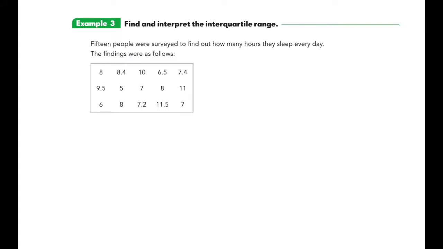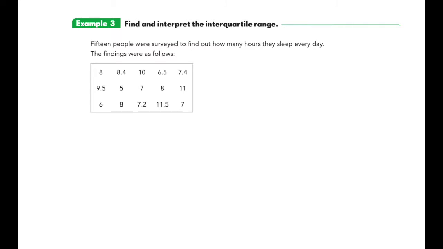In this example, we're given a set of data and we're going to find the interquartile range and then give an interpretation on what that means. In this example problem, 15 people were surveyed to find out how many hours they sleep every day, and the data is in the box below.